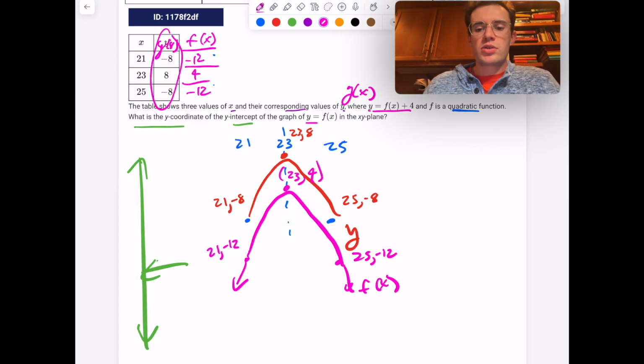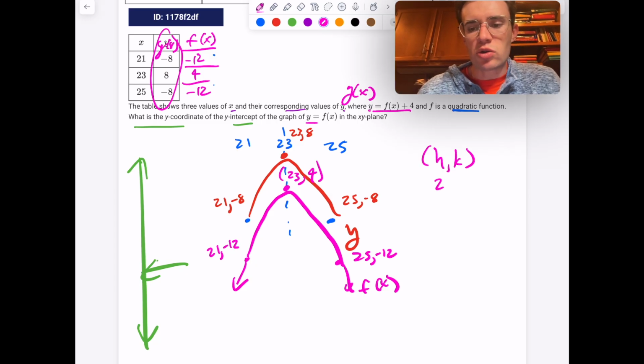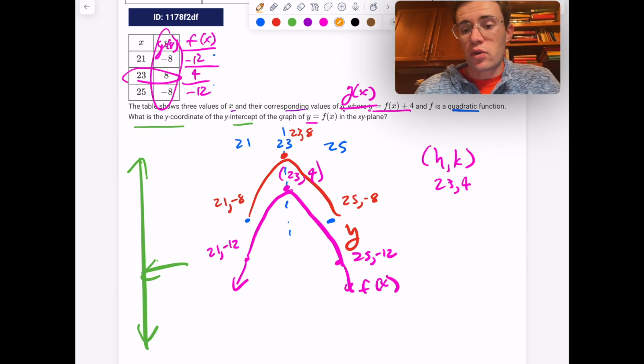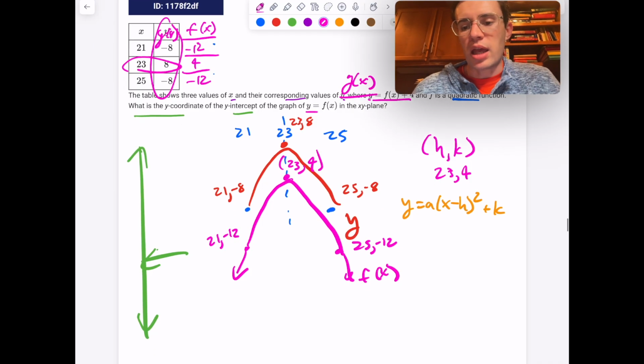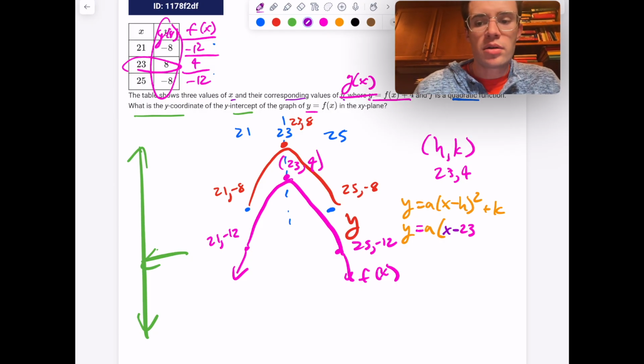Okay, but we're using this pink function, and our vertex, our h comma k, is at 23 comma 4. It's this point in the middle just shifted down by 4. So if we were writing out our quadratic in vertex form, that's y equals a times the quantity x minus h squared plus k. We could plug in our h comma k and we'd get y equals a times the quantity x minus 23, at our h value, 23, squared plus 4.